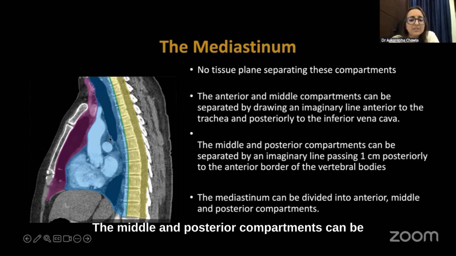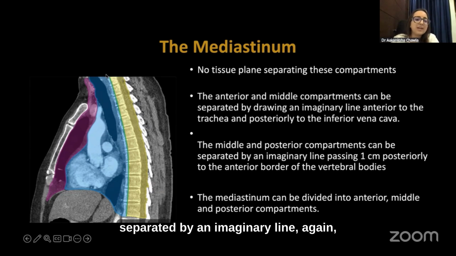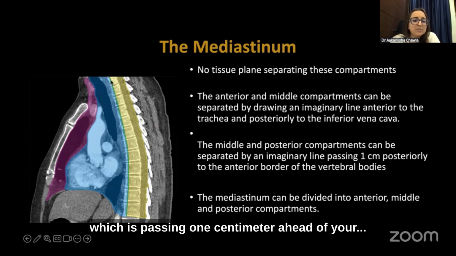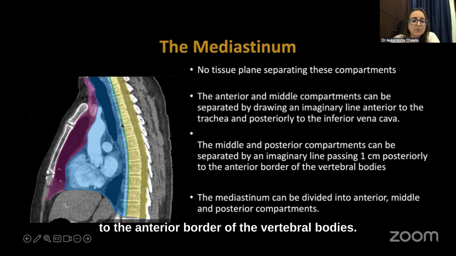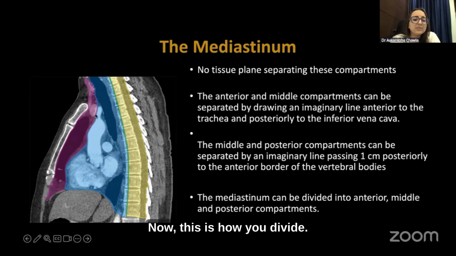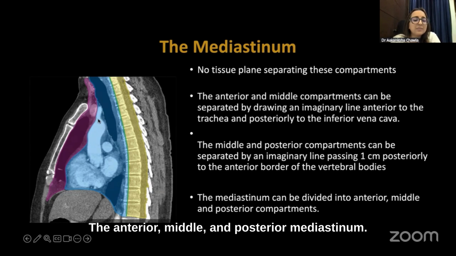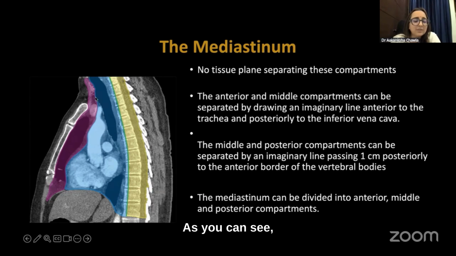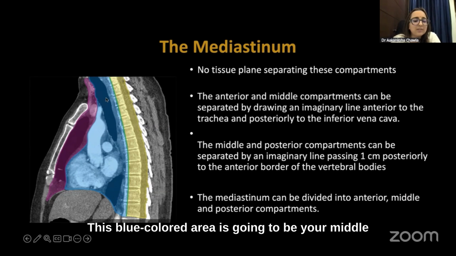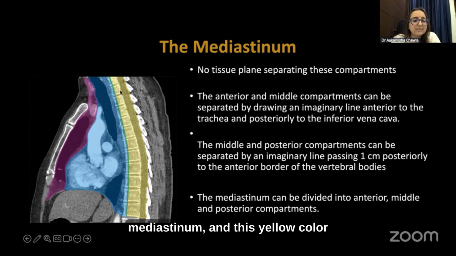The middle and posterior compartments can be separated by an imaginary line again, which is passing 1 centimeter ahead of the anterior border of the vertebral bodies. Now, this is how you divide the anterior, middle, and posterior mediastinum. As you can see, the anterior mediastinum is this pink, purple colored area. This blue colored area is going to be your middle mediastinum, and this yellow color is basically your posterior mediastinum.